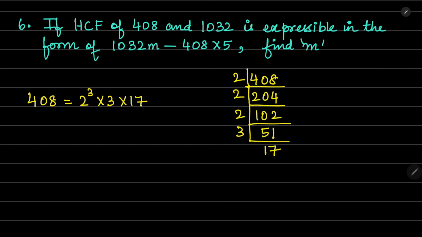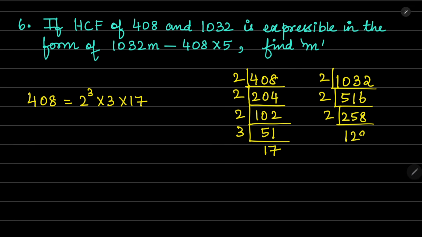Now let me do the prime factorization of 1032 as well. 2 5s are 10, 2 6s are 12. Again 2 2s are 4, 2 8s are 16. Again 2 1s are 2, 2 9s are 18. Correct? And then I'll go with 3. 3 4s are 12 and 3 3s are 9. 43 is a prime number. So 1032 can be written as 2 cube multiplied by 3 multiplied by 43.